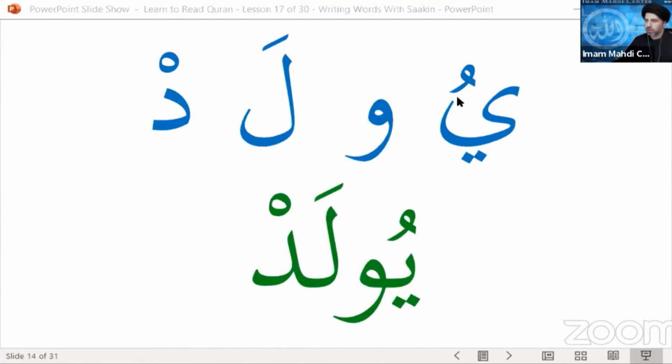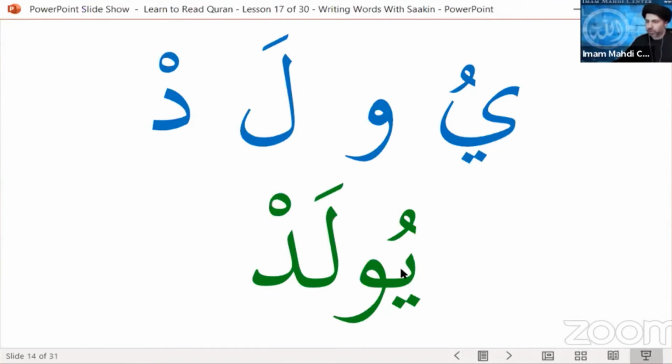So this is ya with dhamma followed by waw. So you remember that when we have a combination of dhamma and waw, it produces a long sound, oo. So this with the ya is pronounced you. Then you have the lam with fatha followed by dal. So you have to also read these two as one syllable. The lam with fatha is la, then you add the dal sound, it's lad. So this is pronounced you lad.